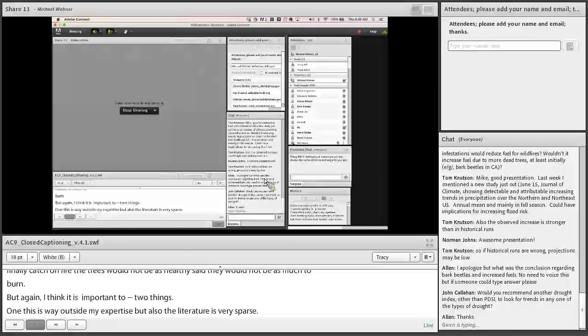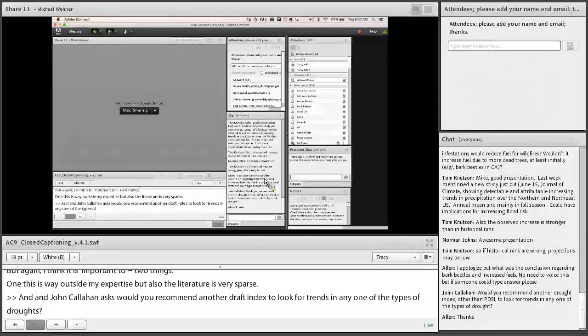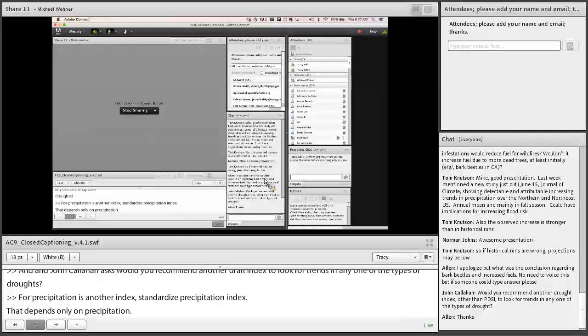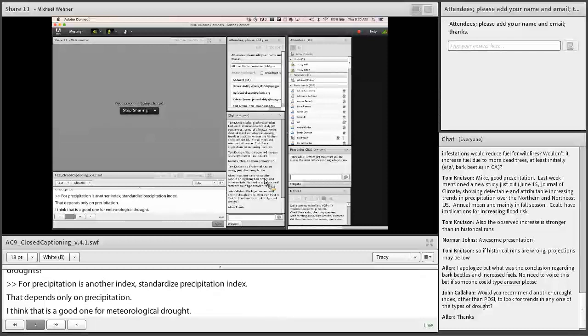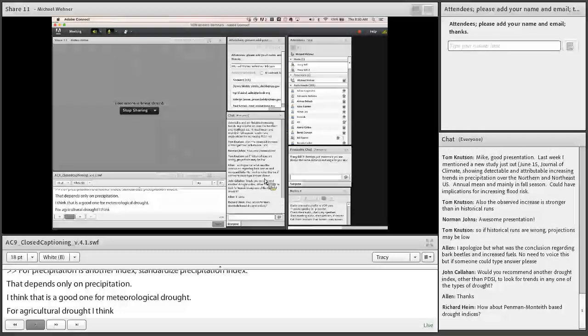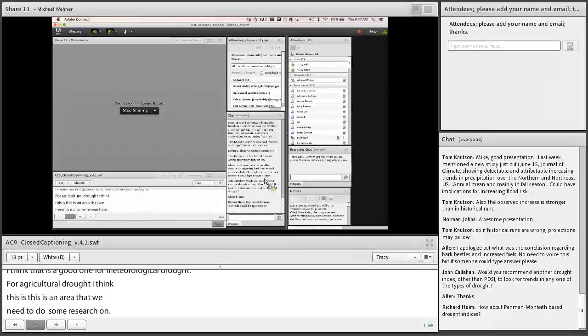Well, for precipitation, there's another index called the Standardized Precipitation Index, and that depends only on precipitation. I think that's a good one for meteorological drought. For agricultural drought, I think this is an area that we need to do more research on. Some of the reasons for the criticisms of the Palmer Drought Severity Index carry over to the climate models themselves.